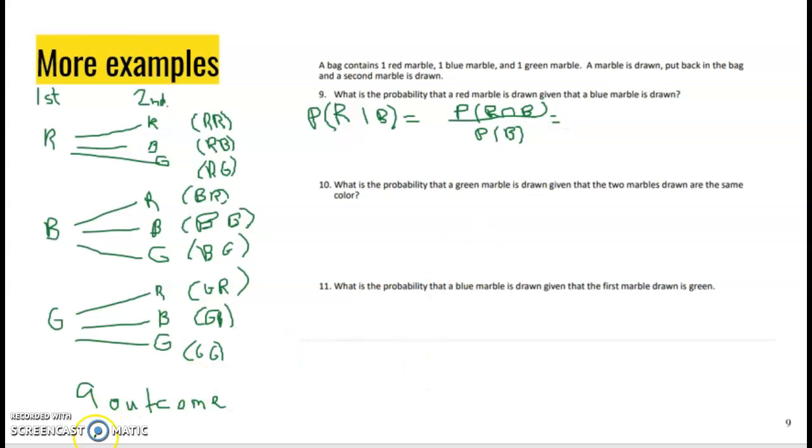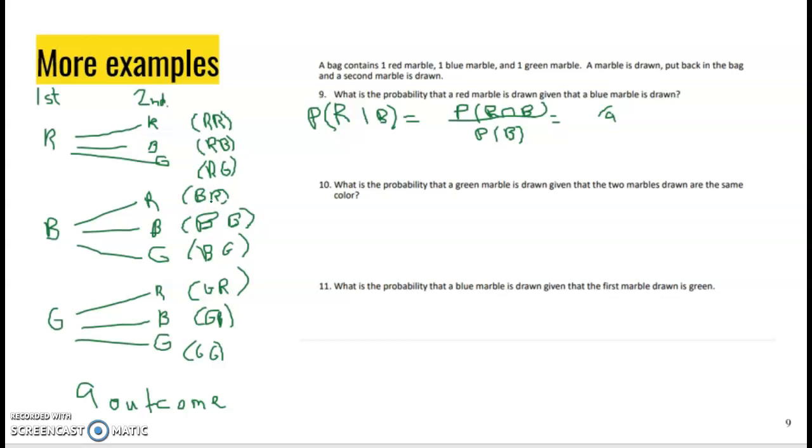So again, I have 9 outcomes. Each of these probabilities to begin with is going to be out of 9. The probability of me drawing a red and a blue is going to be where I have RB or BR. So I have one possibility here and one possibility here.